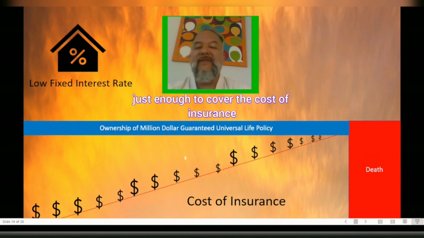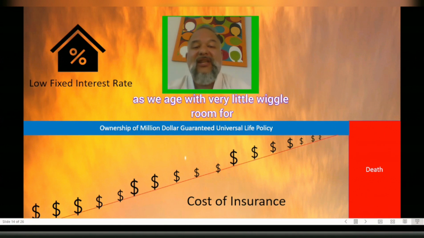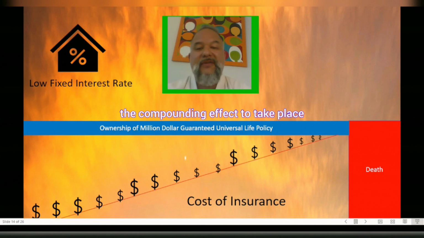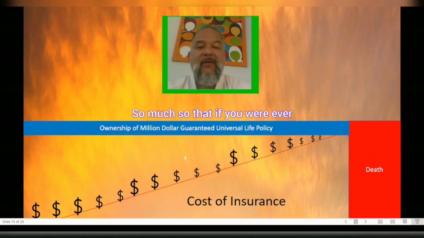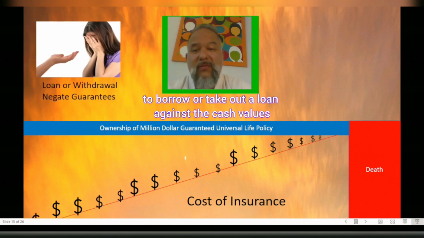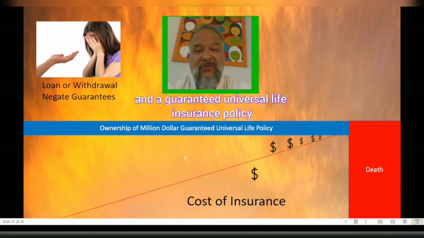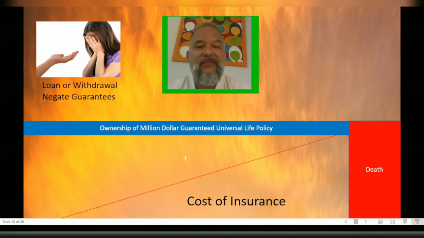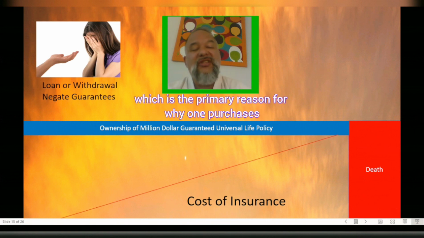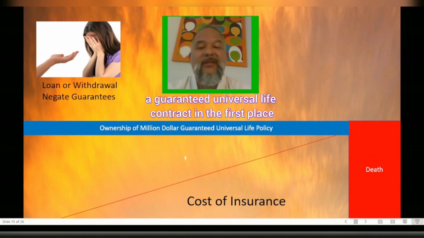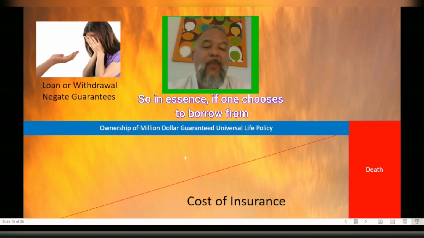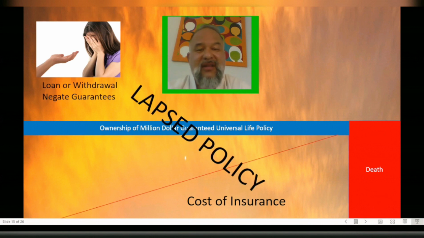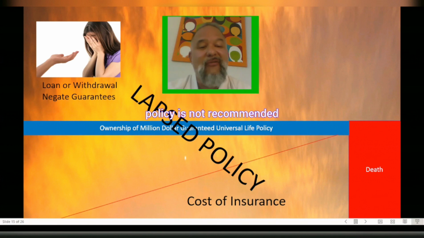Just enough to cover the cost of insurance as we age, with very little wiggle room for the compounding effect to take place. So much so that if you were ever to borrow or take out a loan against the cash values in a guaranteed universal life insurance policy, you're essentially voiding the contractual guarantees, which is the primary reason why one purchases a guaranteed universal life contract in the first place. So in essence, if one chooses to borrow from this type of permanent policy, this policy could essentially lapse. So borrowing on a guaranteed universal life policy is not recommended.